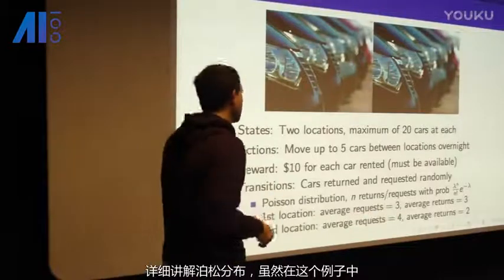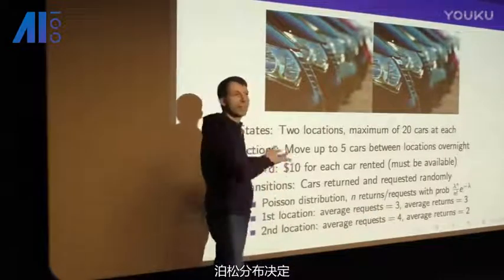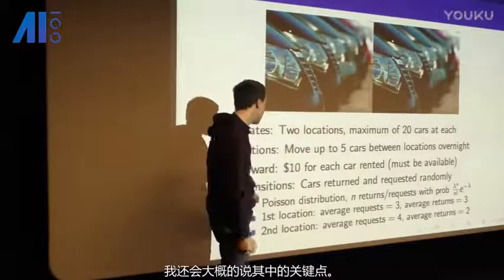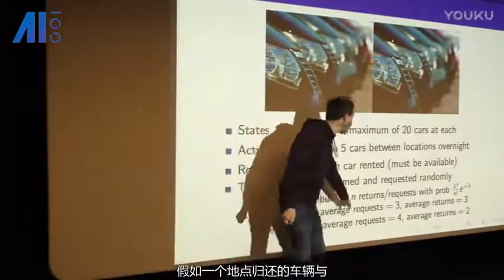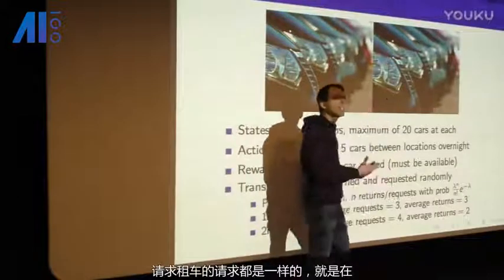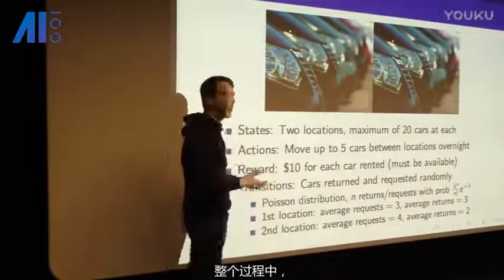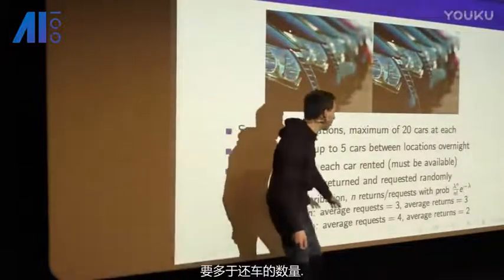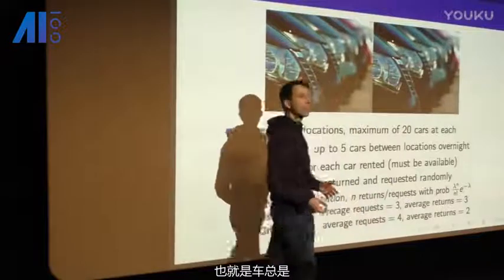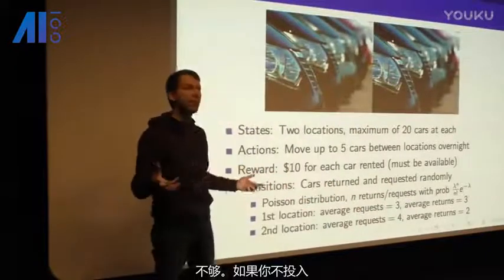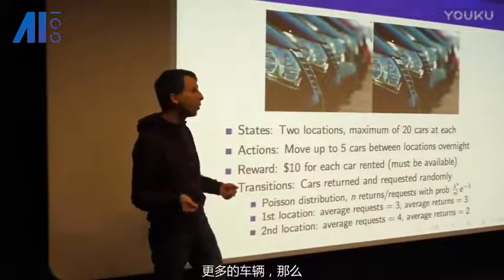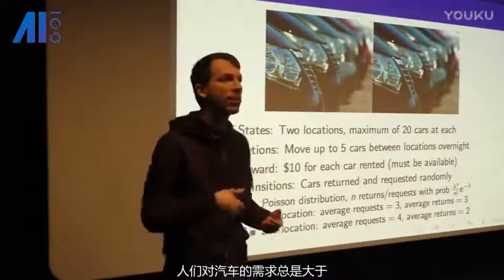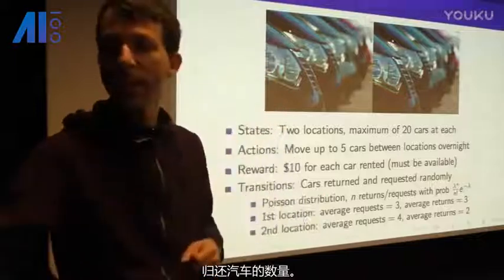I don't want to get into the details of it. There's some Poisson distribution determining this random process in the example. But roughly speaking, the main point is that one location gets the same number of requests and returns. The return rate is the same as the request rate. It's a random process, but with the same rate. But the other one gets more requests than it does returns. So the second location is typically going to be short of cars if you don't shift things over, because it gets more requests for cars than people are actually returning.